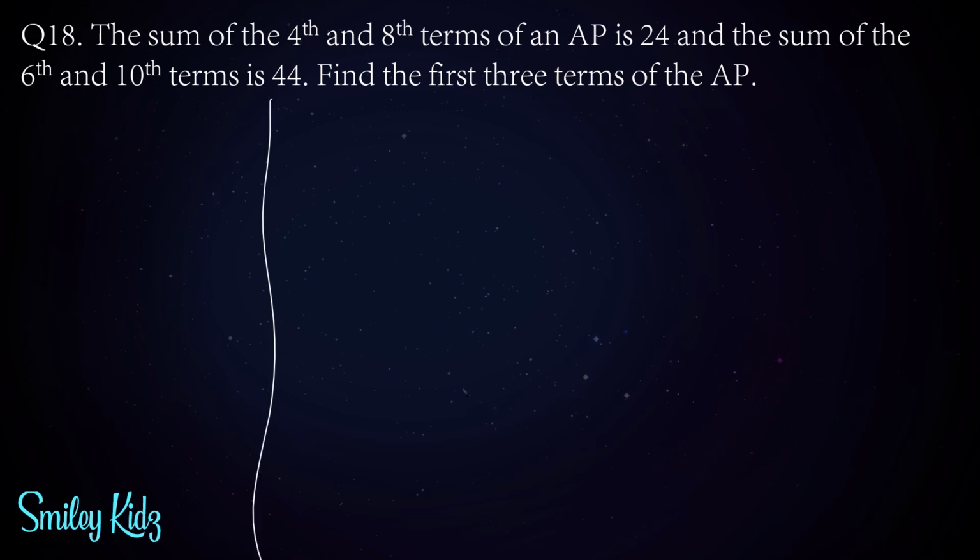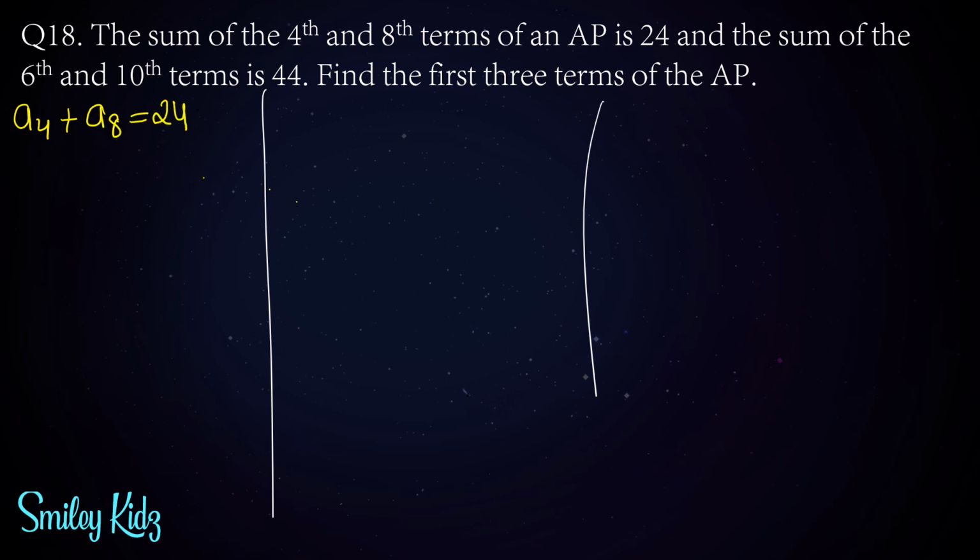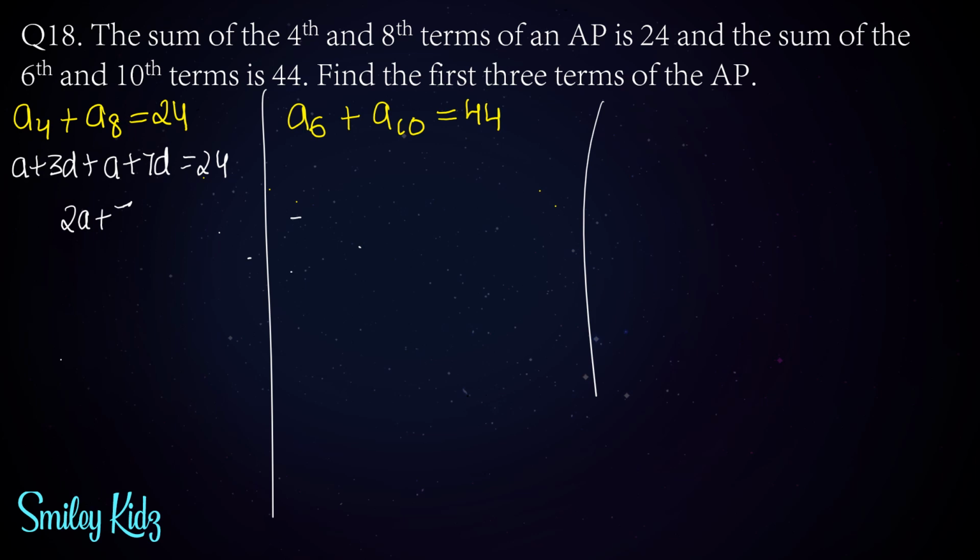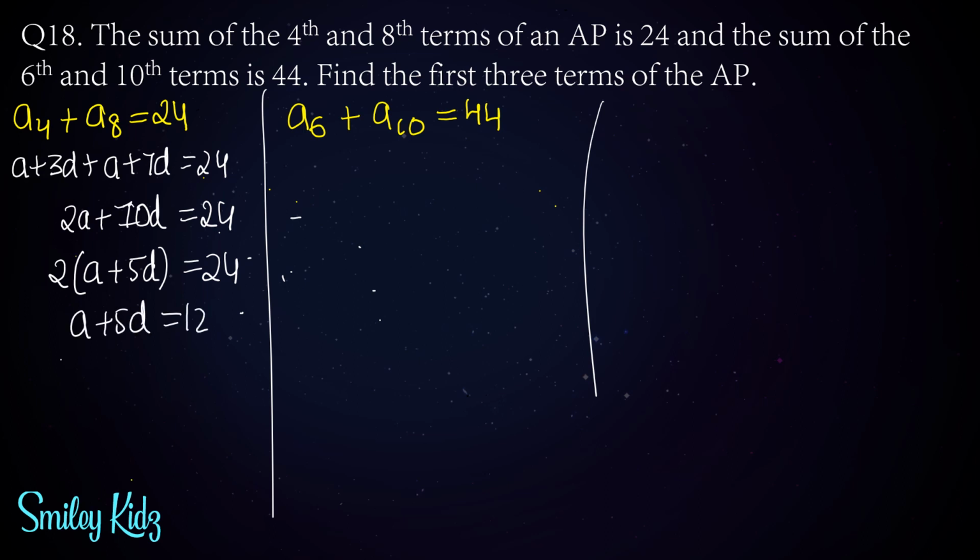Now, the sum of the 4th and the 8th terms of the AP is 24. And the sum of the 6th and the 10th terms is 44. That means A4 plus A8 is equal to 24 and A6 plus A10 is equal to 44. Now simplify both of the equations. We get A plus 3D plus A plus 7D equals 24. This is going to be 2A plus 10D equals 24. Now I'm going to take 2 common, and will be left with A plus 5D in the brackets equals 24 over 2. Now A plus 5D will be equal to 12, right? So A plus 5D equals 12.